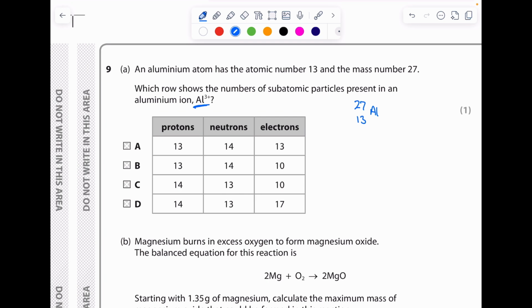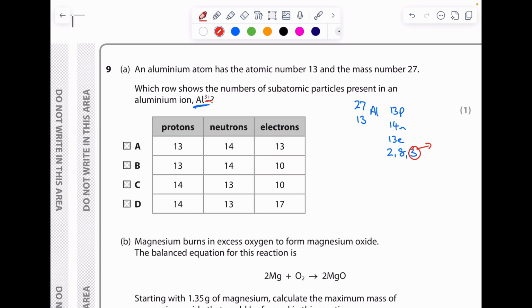Okay, so if we think about the atom first of all, this means there are 13 protons. 27 take away 13 is 14 neutrons. And because there are 13 protons, there would also be 13 electrons. If you've got 13 electrons, you would arrange them as 2, 8, 3. Remember, that's not stable. It would want to lose those 3 to become stable. So that helps us identify that the ion would only actually have 10 electrons.